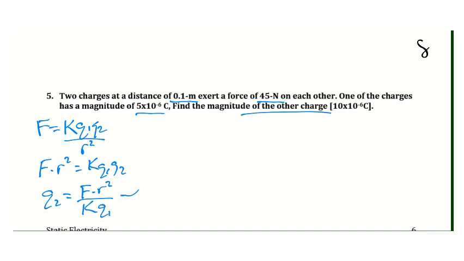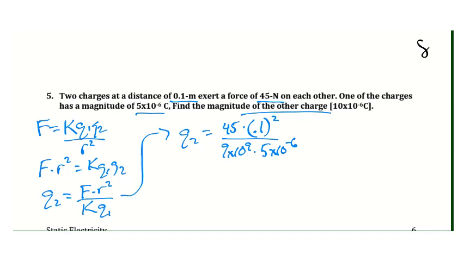Let's go ahead and plug this in. So the force between them was equal to 45 newtons. The distance between them was 0.1 squared. The constant is 9 times 5 times 10 to the negative 6.